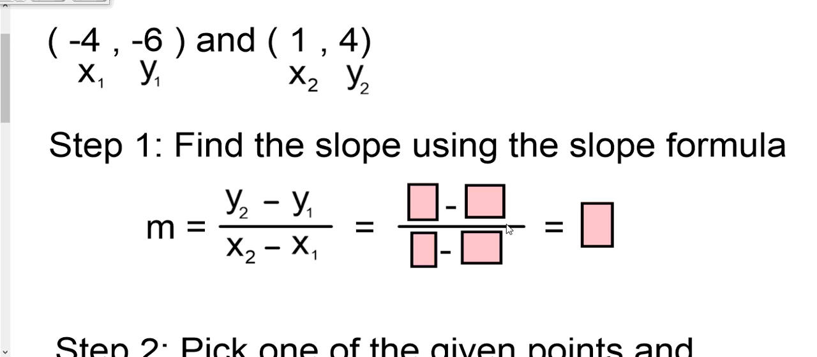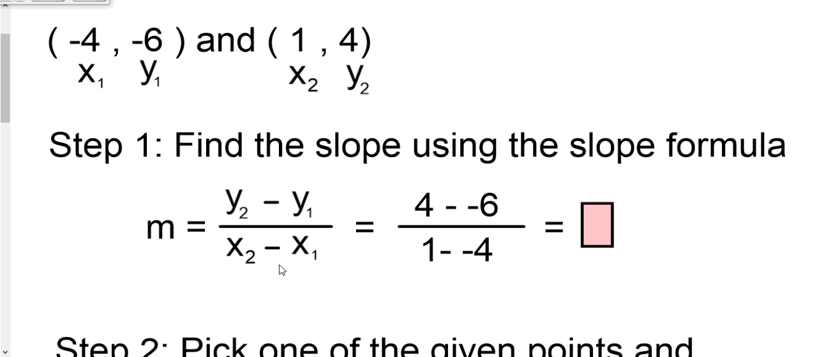I start with my fraction bar and my subtraction signs and then just put in the numbers. So y2 is first, that's a 4. Minus y1, we labeled as -6. And then x2 was the 1, and x1 was labeled -4 there.